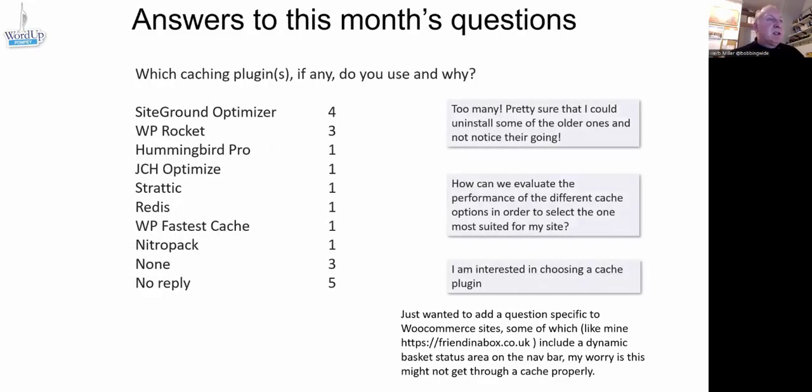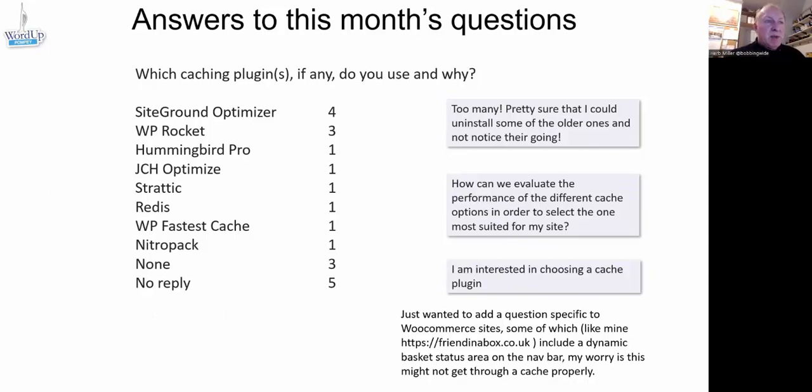Right, so we've basically answered the questions again when we had the introduction, but for people who weren't there at the introduction because the video wasn't being recorded, the answers people gave were: 4 people used SiteGround Optimizer, 3 WP Rocket, and 1 each of Hummingbird Pro, JCH Optimize, never heard of it, Static, Redis, WP Fastest Cache, and NitroPack, again, never heard of. 3 people didn't reply. One said, no, I'm not using any caching, and 5 didn't have a chance to reply.